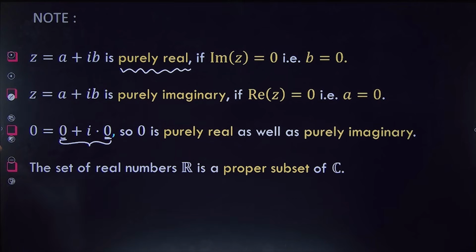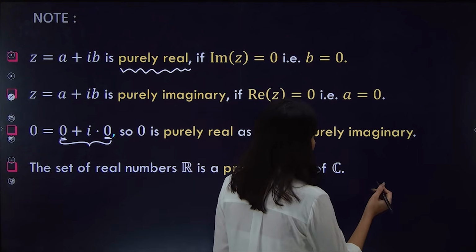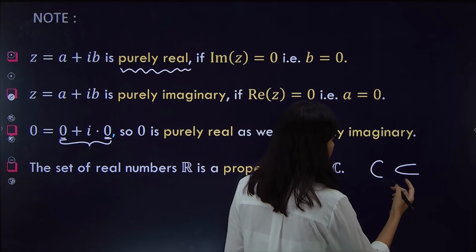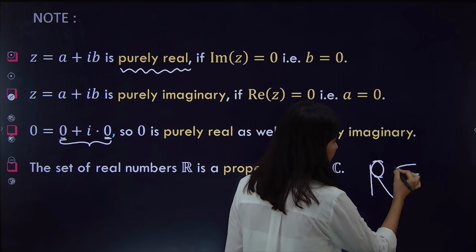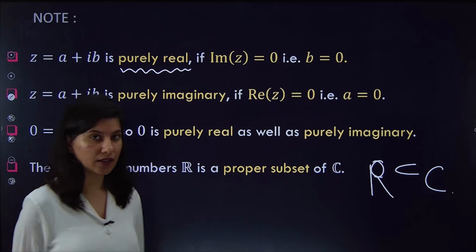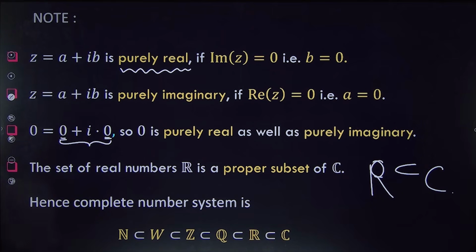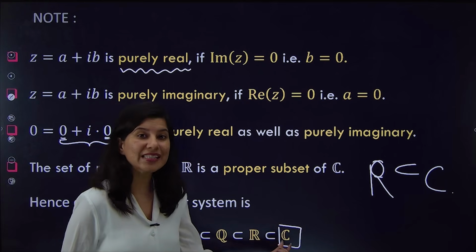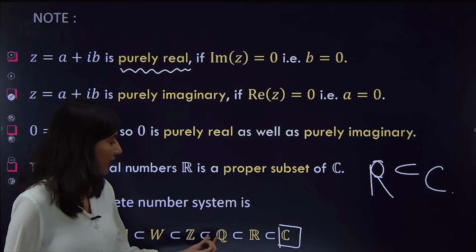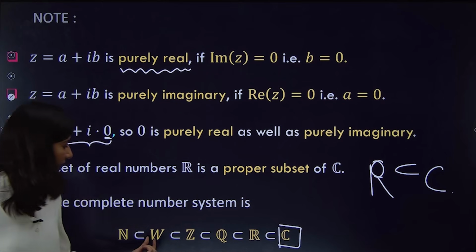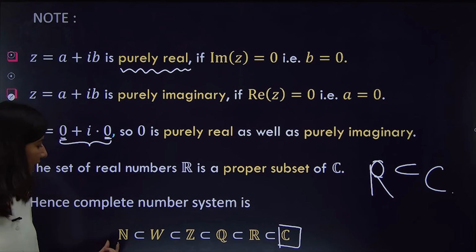Okay, all right. The set of real numbers R is a proper subset of C. So that's what I'm saying. Complex number is superset. Now, real number is subset of complex number. Real number, all the real numbers come under complex number. Okay. So complete number system, I was telling you, complex number is the biggest set of all. And now real number is subset of complex number. Rational is subset of real, that we know. Integers are subset of rational. Whole number is a subset of integers, and natural number is subset of whole number.